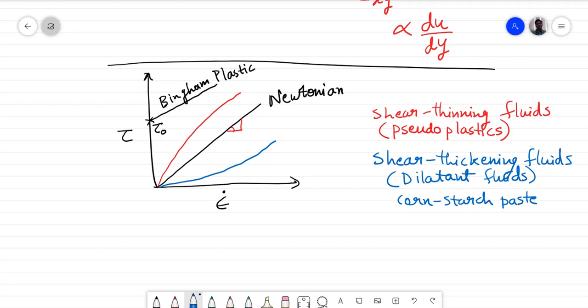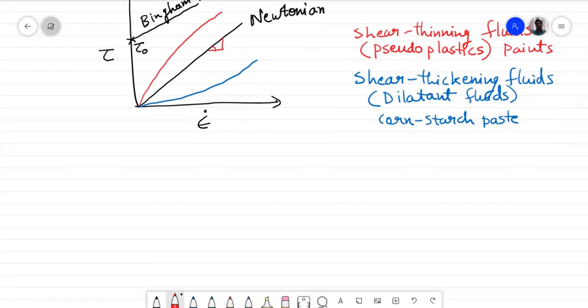But at low shear values, it is thick. So paint normally looks thick. It looks like it is very viscous. But when you apply it on a wall using a brush which applies high shear stresses, it thins down. So paints. Also blood is shear thinning fluid. Then Bingham plastic, we gave an example in the last class. Toothpaste is a Bingham plastic. So this is just for some information, the different kinds of fluids.